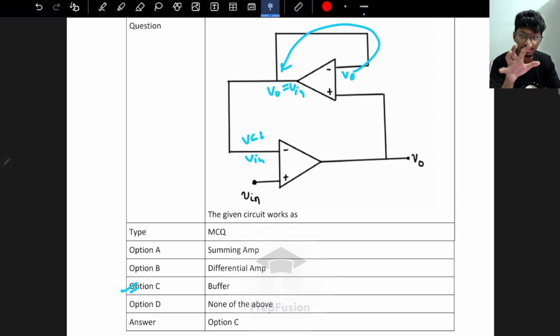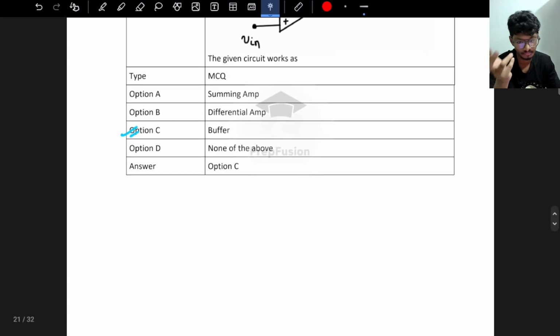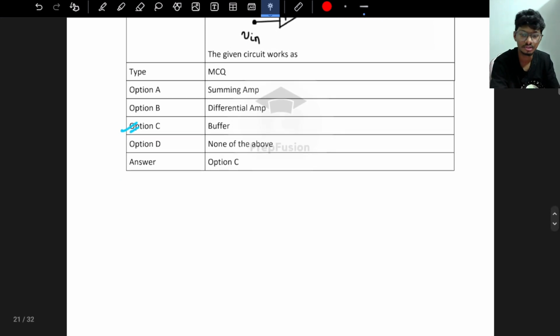You have to check whether the op amps are in negative feedback or not. If they are not in negative feedback, then everything will go to waste. You cannot apply VGC. In this case, it is applicable. So your circuit will act as a buffer.